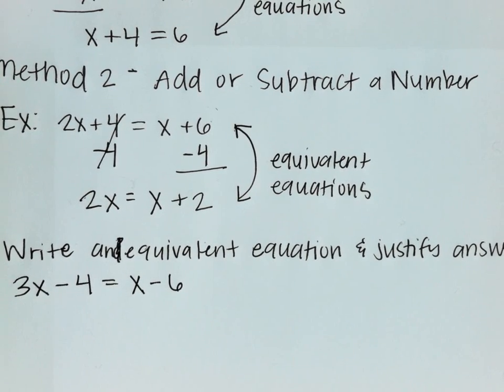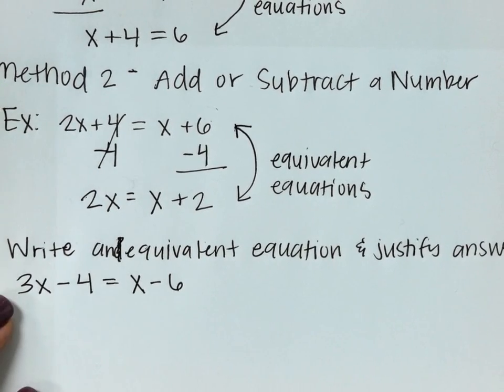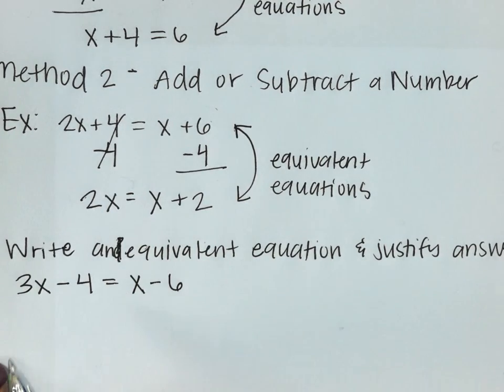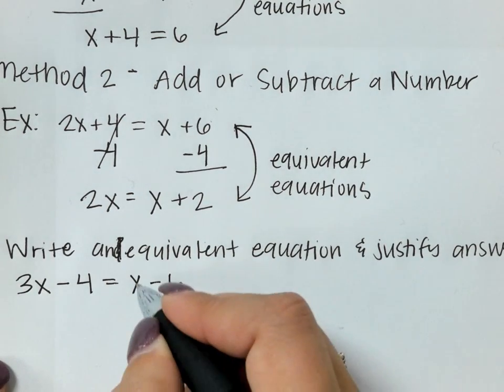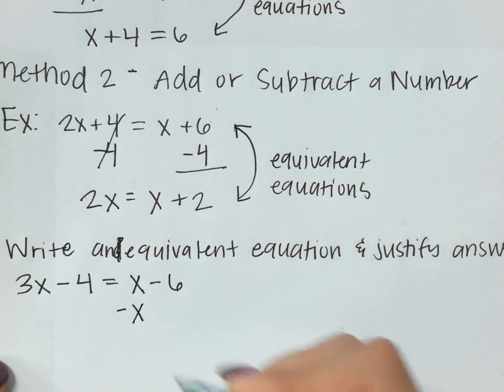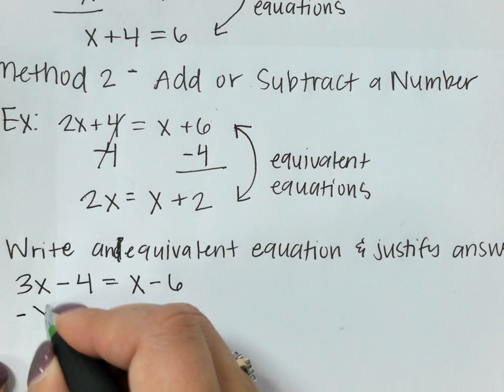Number 1. Number 1, so that tells me that I can do what? Add or subtract a variable. So which variable should I subtract or add? X. It's a positive x, so that means I've got to subtract it from both sides.